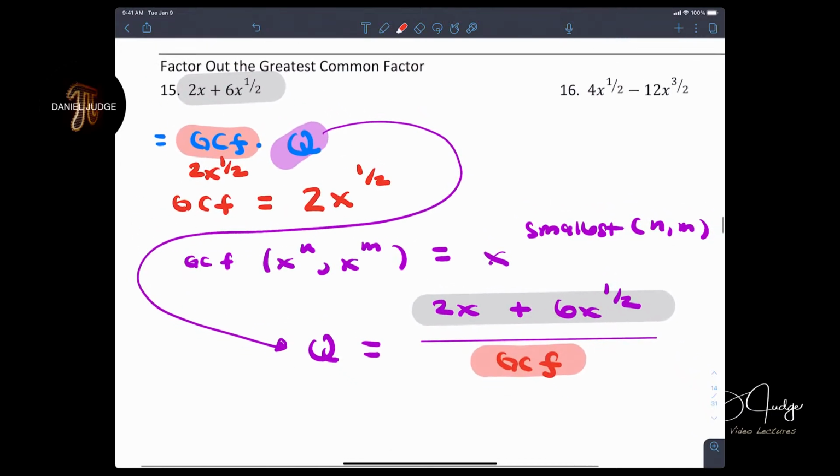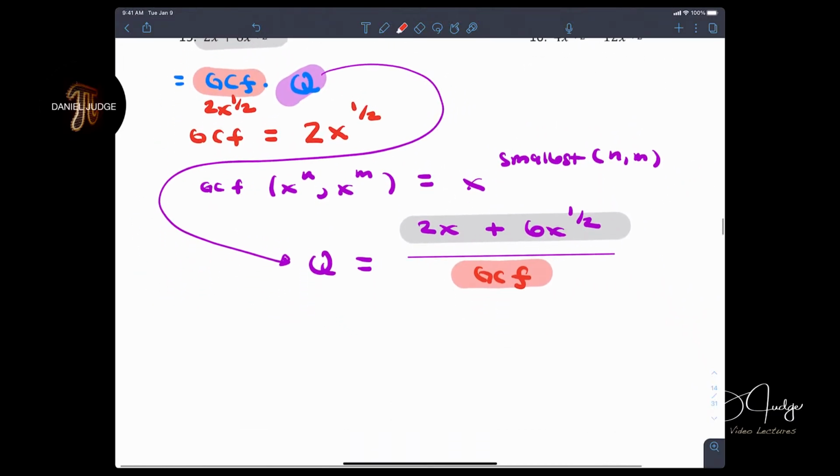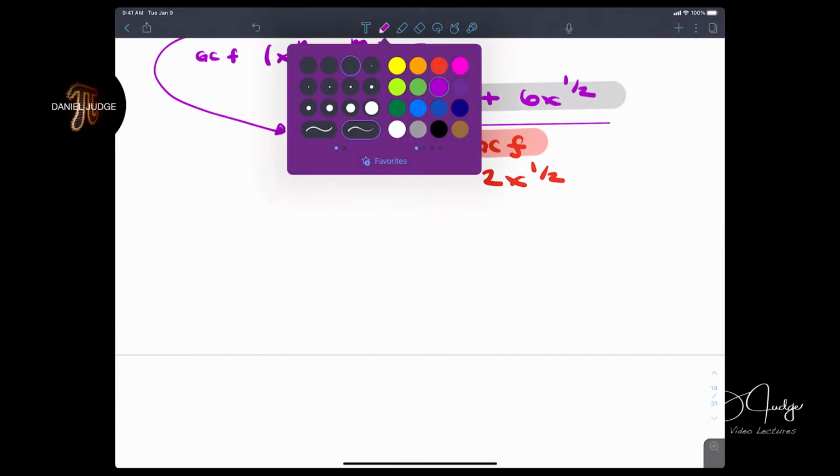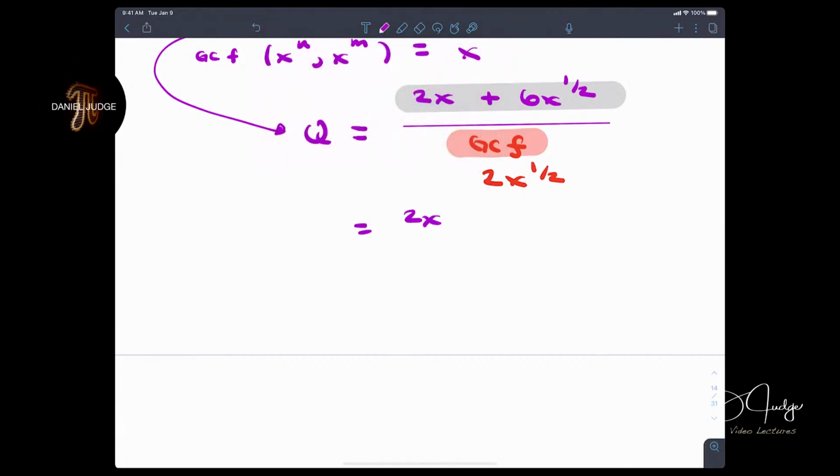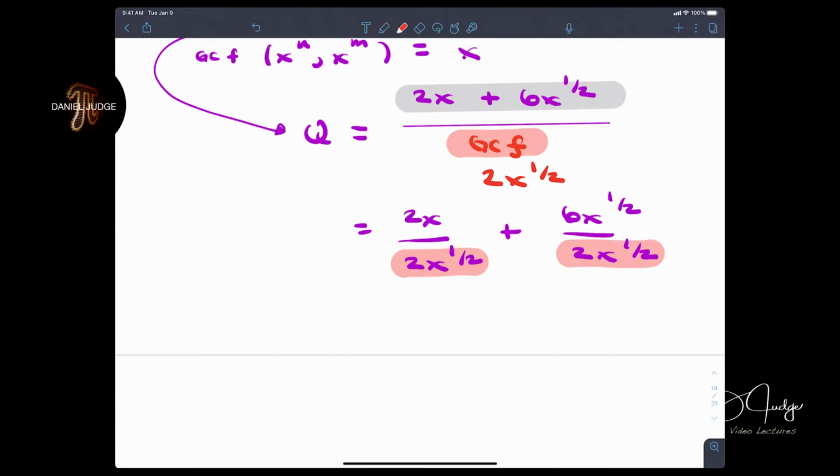Right? The greatest common factor of these terms was 2x to the 1/2. So you have to find that GCF first. But you always divide by it to get the quotient. The quotient is division. And so now you say, I get 2x over 2x to the 1/2 plus 6x to the 1/2 over 2x to the 1/2, because you have a sum, so you're dividing both terms by the greatest common factor.